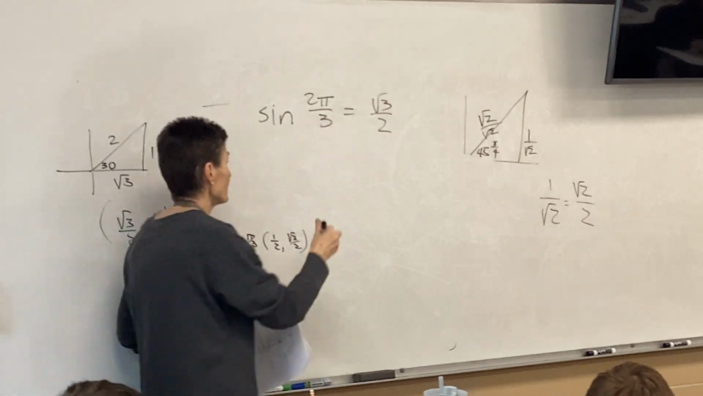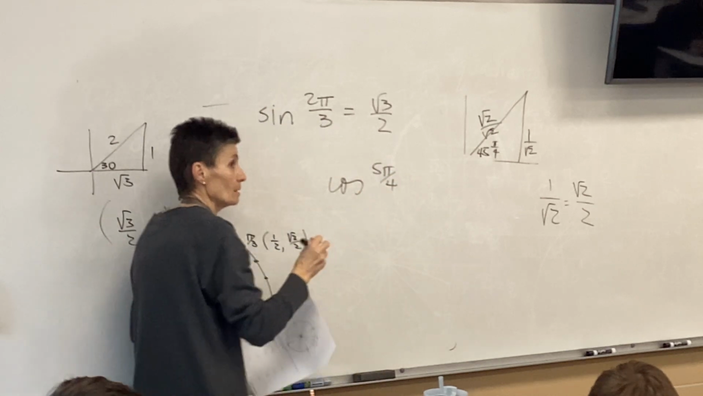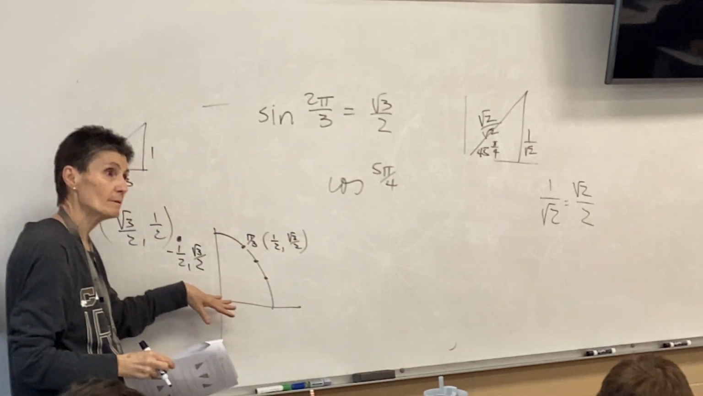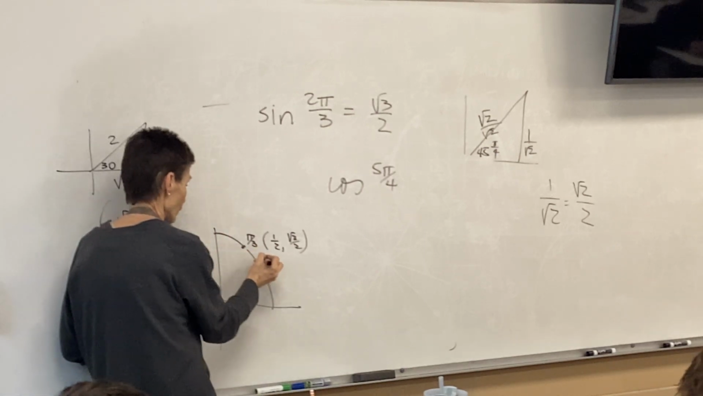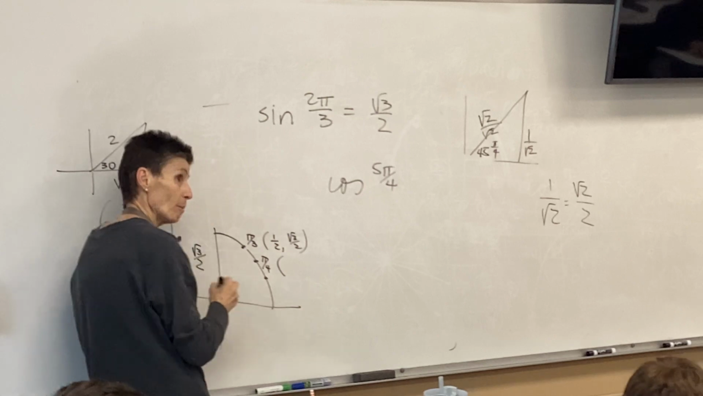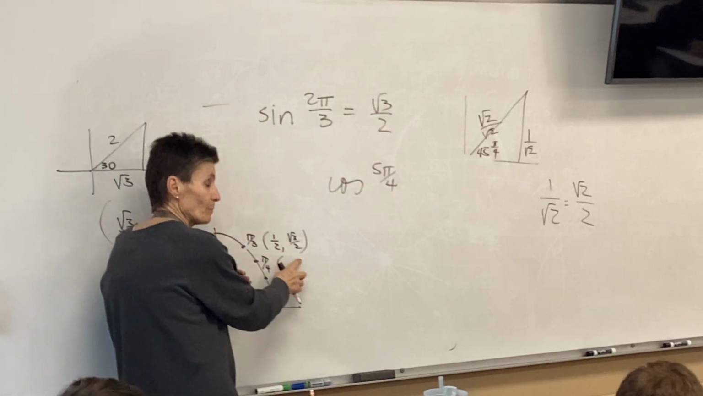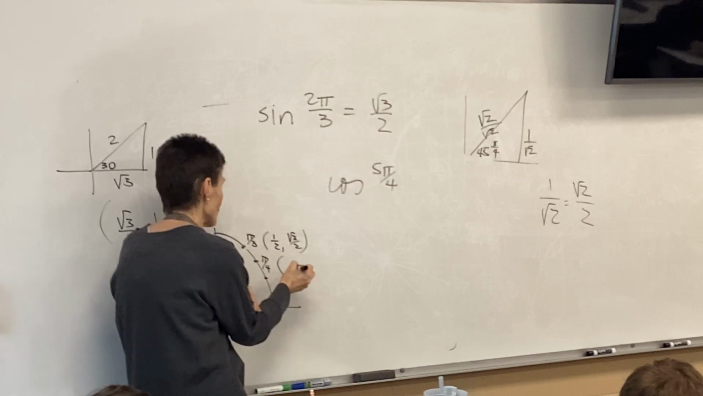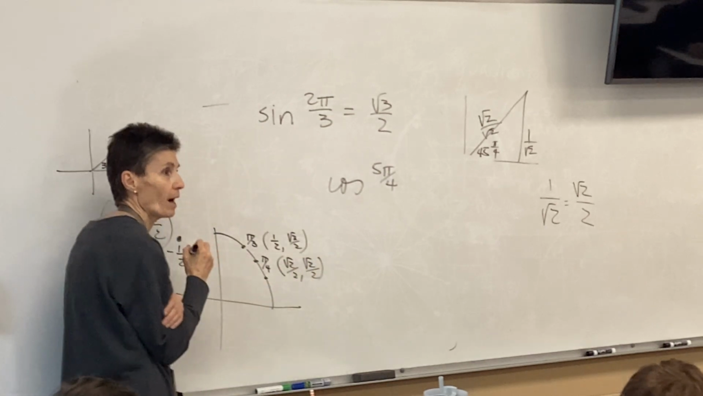Cosine of 5 pi over 4. So in quadrant 1, which angle are you looking at? Pi over 4. And pi over 4 is the easy one. They match. So either 1 over root 2 or root 2 over 2, depending on if we're rationalizing or not.